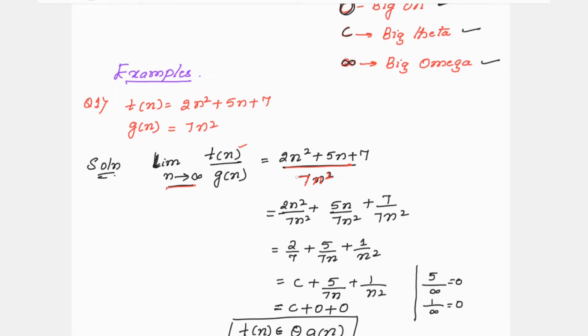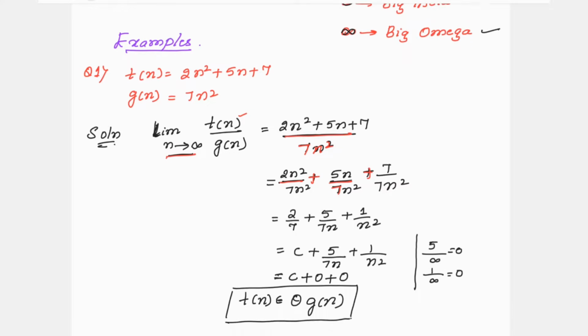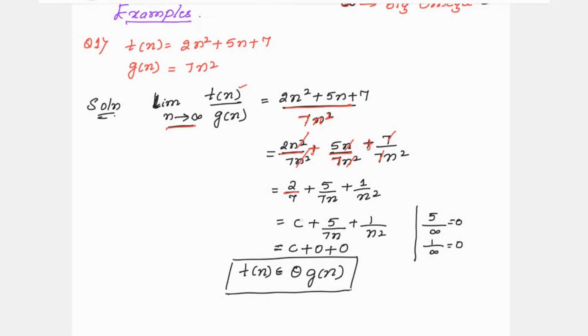When you further simplify, you will get 2n square divided by 7n square, plus 5n divided by 7n square, plus 7 divided by 7n square. You are separating the terms now. Now n square will get cancelled, and you will have 2 by 7 plus 5 divided by 7n, because here 1 n in the numerator and 1 n in the denominator will get cancelled. And here 7 will get cancelled, leaving 1 divided by n square. Now 2 by 7 I am representing as a constant. The remaining are these two terms, as they are.